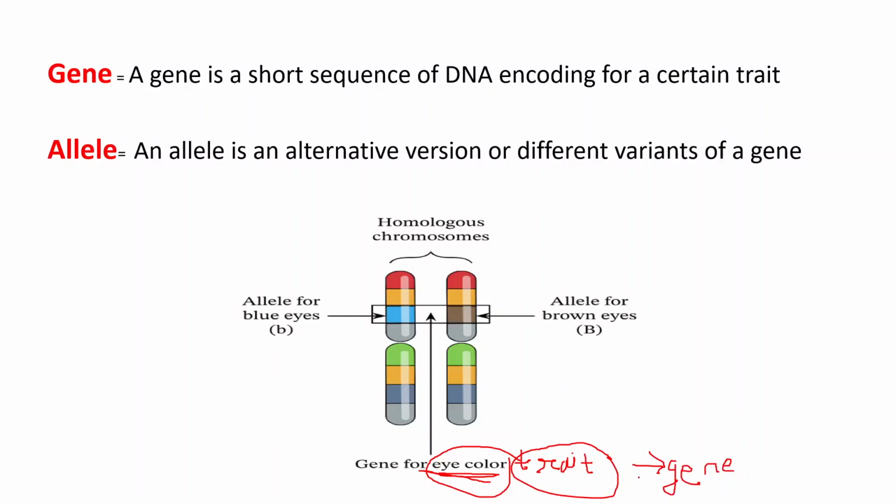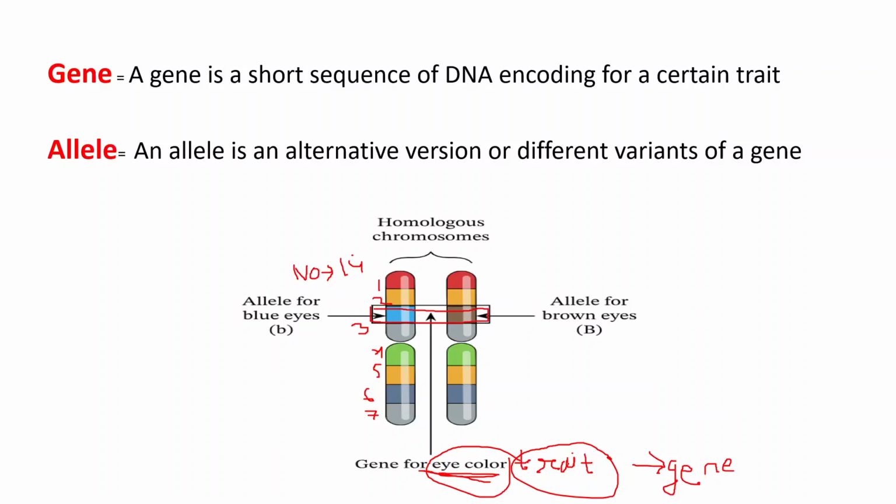Suppose this gene is present on chromosome number 14, where two homologous chromosomes are there, and this is locus 1, locus 2, locus 3, this is 4, this is 5, this is 6, and this is 7. These are the loci and this is chromosome number 14, suppose. We are talking about the third locus of chromosome number 14, which encodes the eye color.